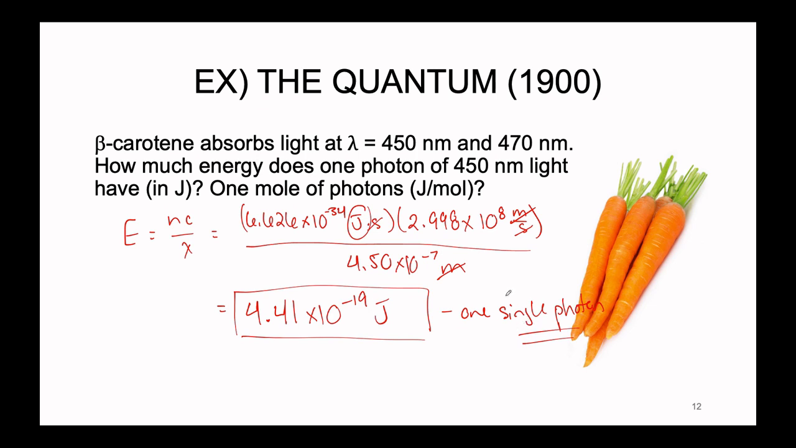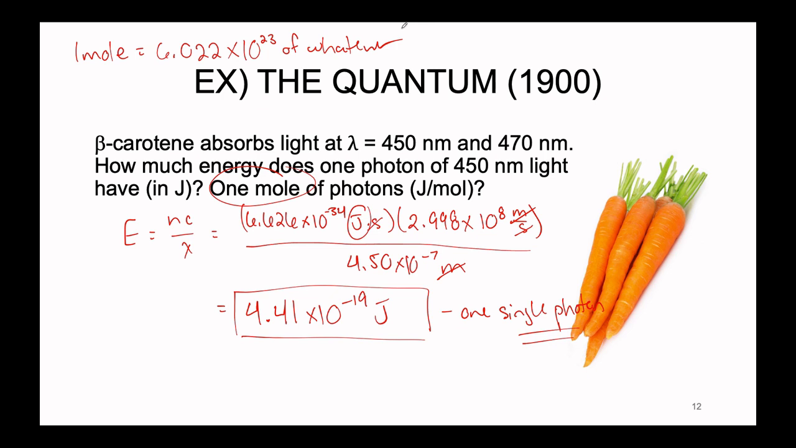All right, but what if we had something that was more macroscopic? What if we had 1 mole of photons? So not one single photon, but instead a mole of photons. Well, in order to scale up this value, what we need to recognize is that, just like before, when we first introduced the mole, 1 mole is equal to 6.022 times 10 to the 23rd of whatever. In this case, we're going to be looking at photons.